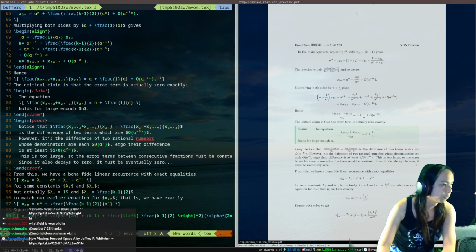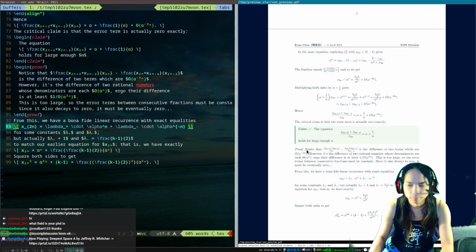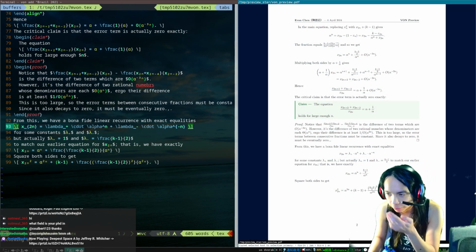What field is your PhD in? Automorphic forms, number theory. Not that I have any idea what those things are.